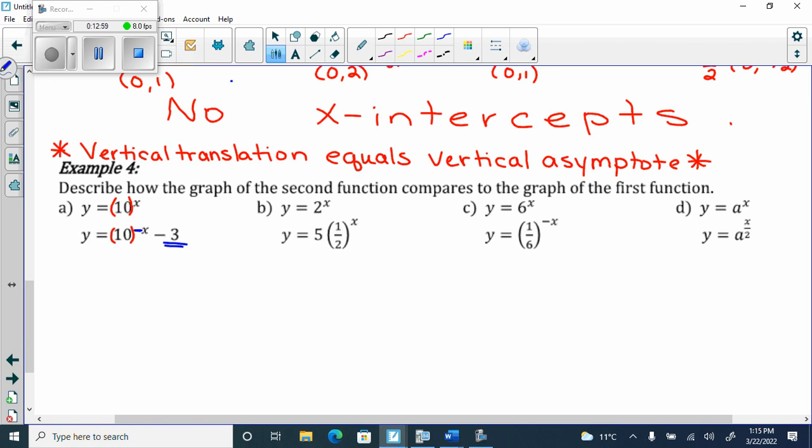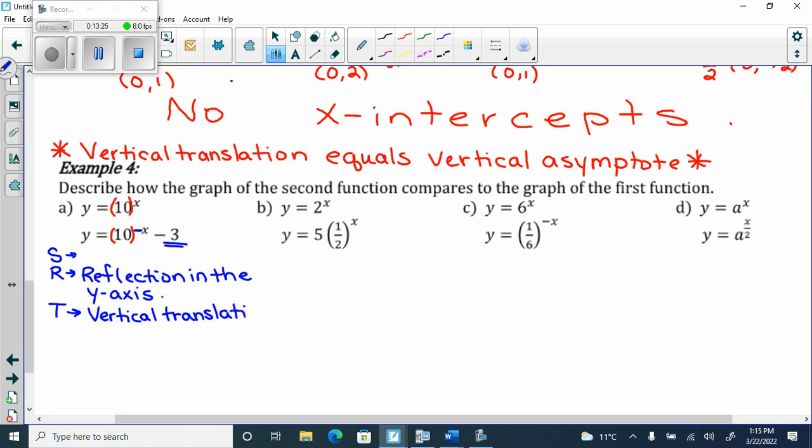We agree? Are there any stretches? No. Are there any reflections? Yes. There's a reflection with the x, so it's a reflection in the y-axis. And then translations? Vertical translation, 3 units down.